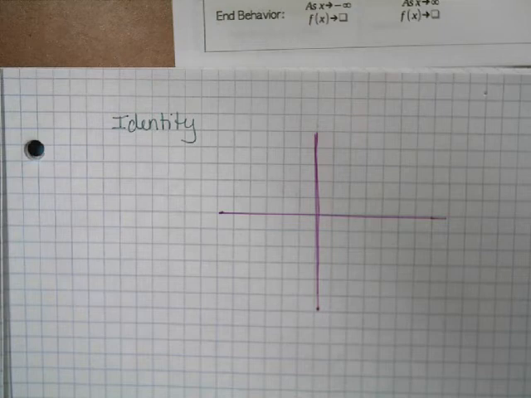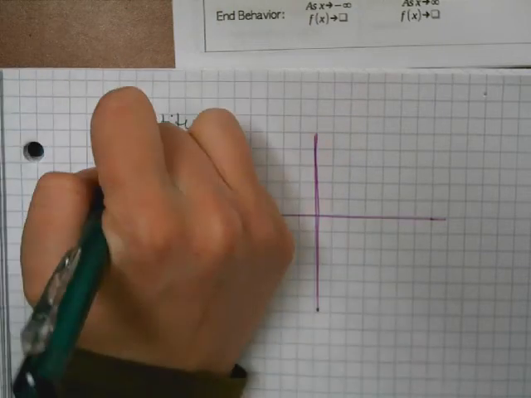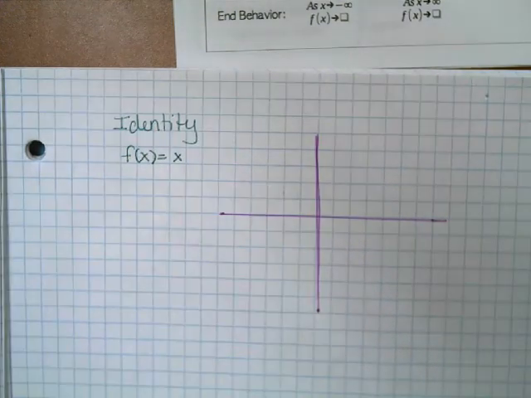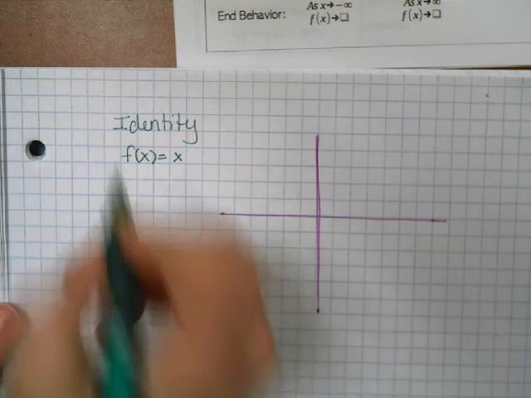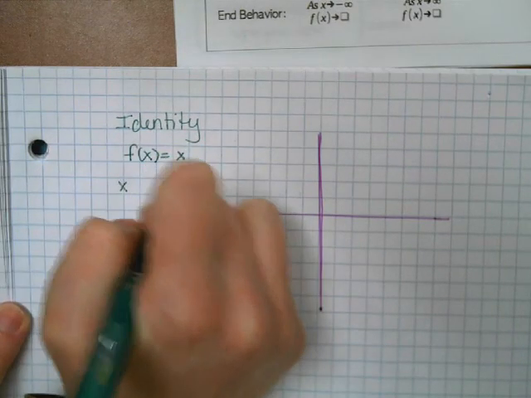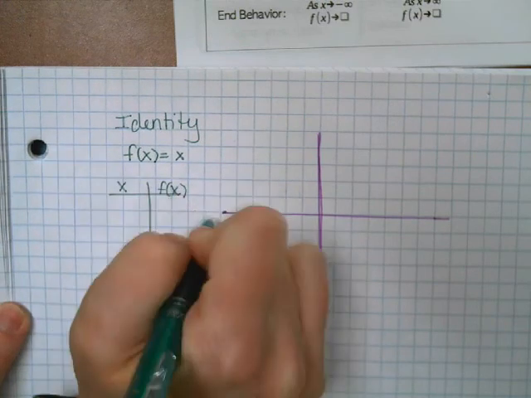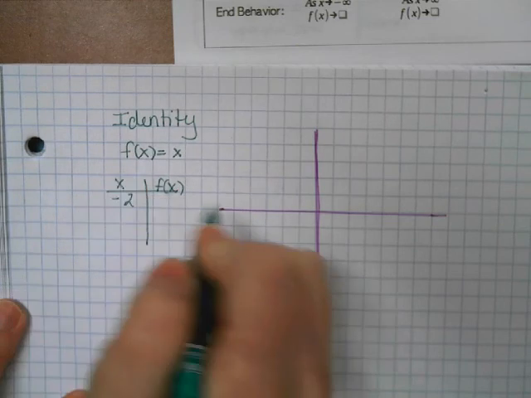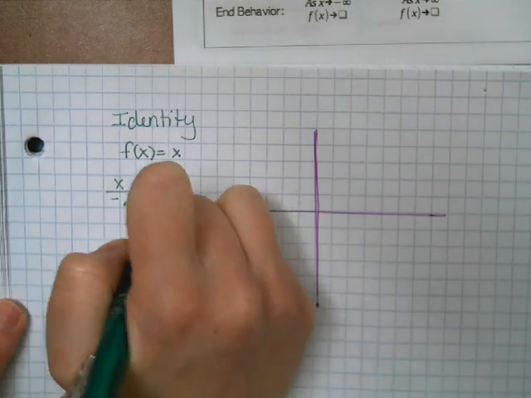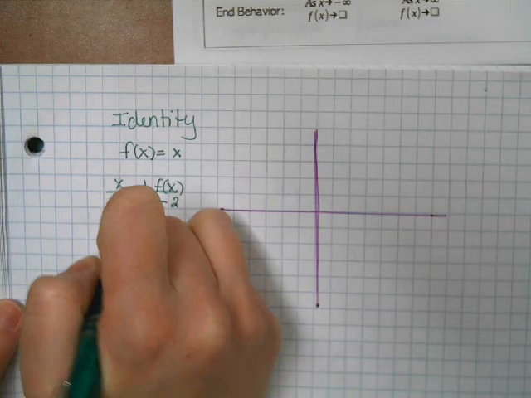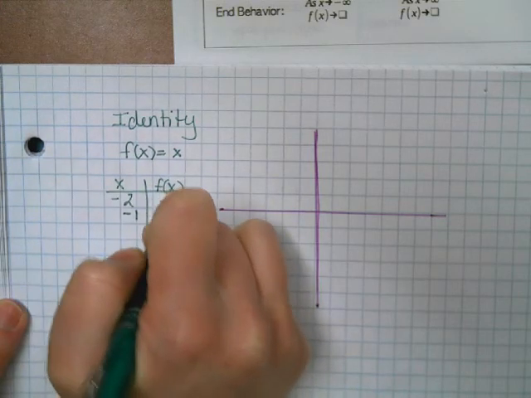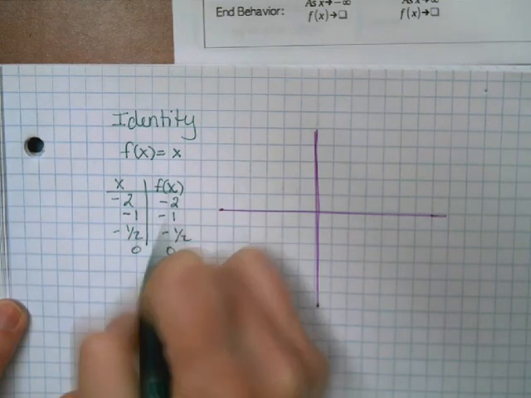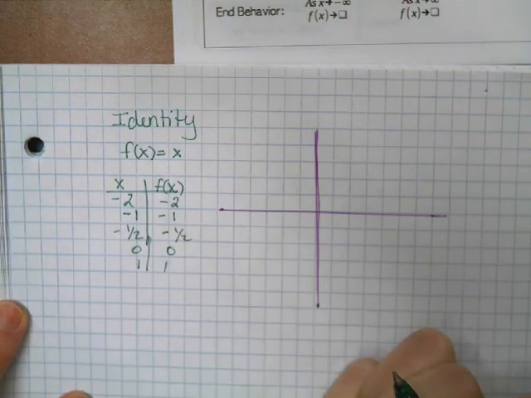The next function to talk about is the identity function. And the identity function is f of x equals x. So that's the line y equals x. So, for instance, always pick negative and positive numbers when you're plotting a function. So when x is -2, f of -2 is also -2, right? X at -1 is also -1. X at -1/2, also -1/2. At 0, it's 0. At 1, the outcome is 1.